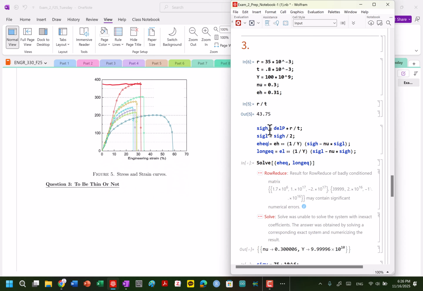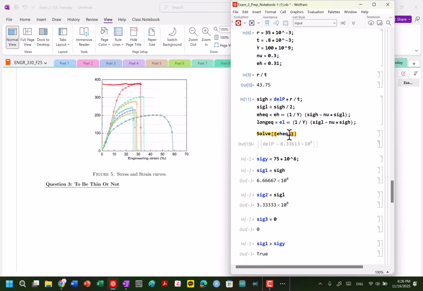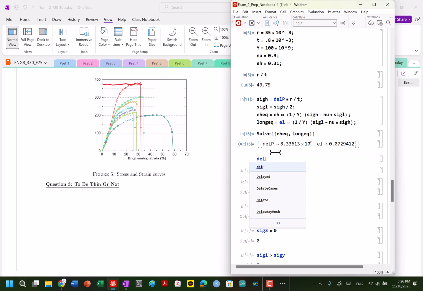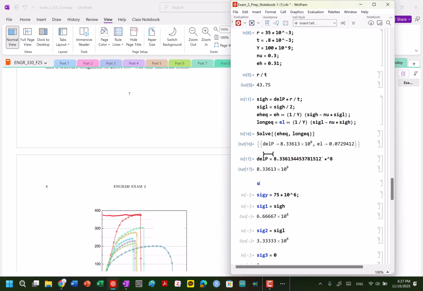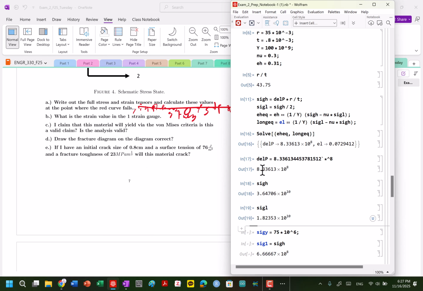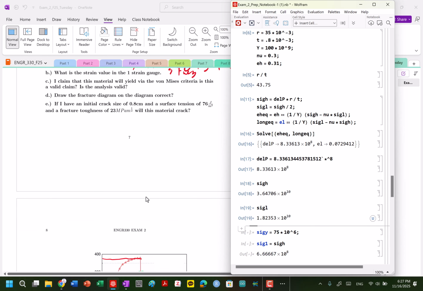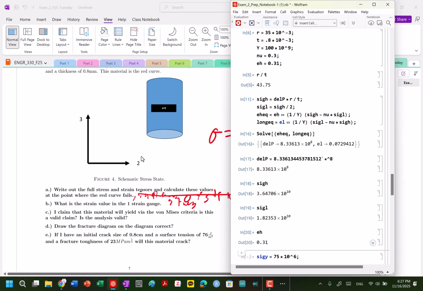So here we go. Let's go ahead and solve these. And let's just say solve EH. Actually, we can say solve EH and along EQ. So this is our del P. Once we have our del P defined, we know our sig H, we know our sig L, and those are all defined there. Fantastic. What will be the strain value in the one strain gauge? The one strain gauge is measured along EH, so it must be where it failed. Fantastic. Draw the fracture.